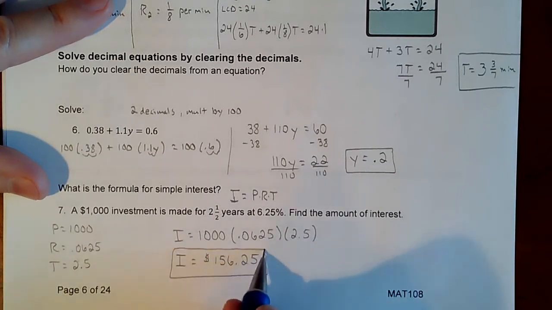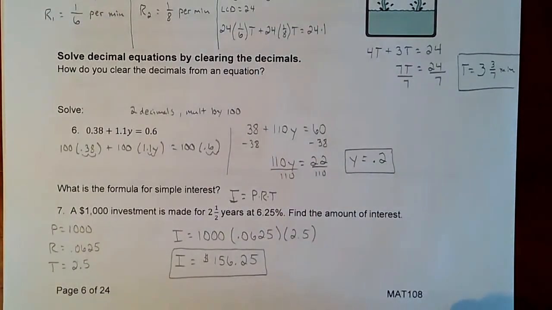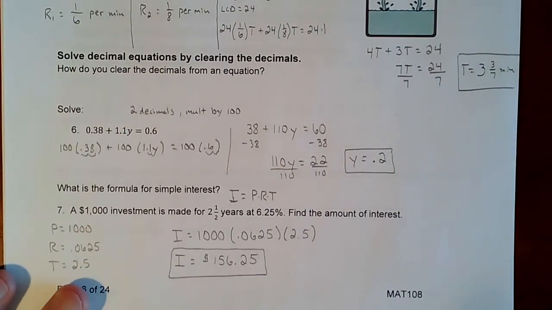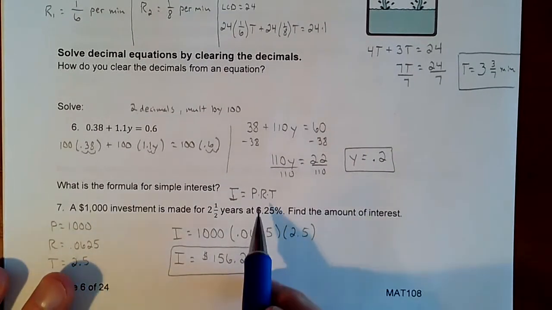Now, this is not compounding interest. Compounding interest is interest earning interest, and this is not happening like that. So you're not going to get as much as if your interest compounds. That's a different formula, a different situation. This is the simplest of them.